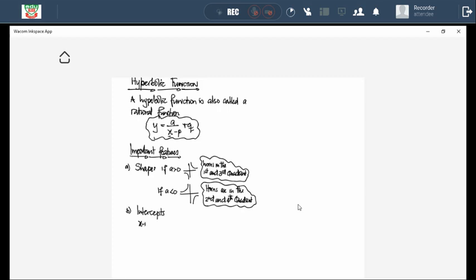Intercepts, you've got what? The x-intercept. The x-intercept is where the graph cuts the x-axis, and we know that at that particular point, y is 0. Then I also have the y-intercept. For the y-intercept, we know that x is going to be equal to 0.